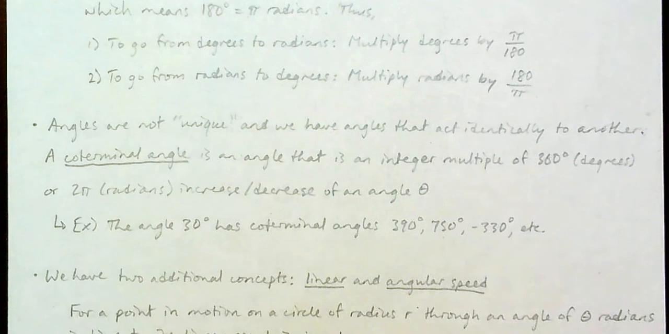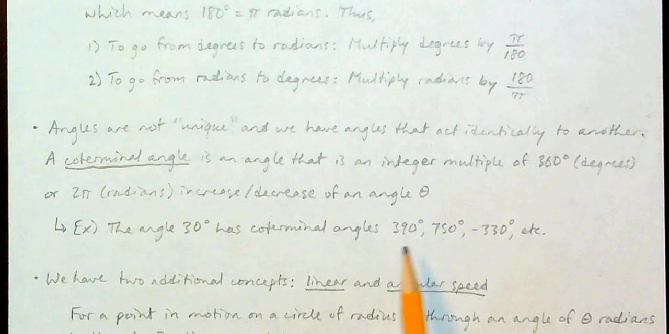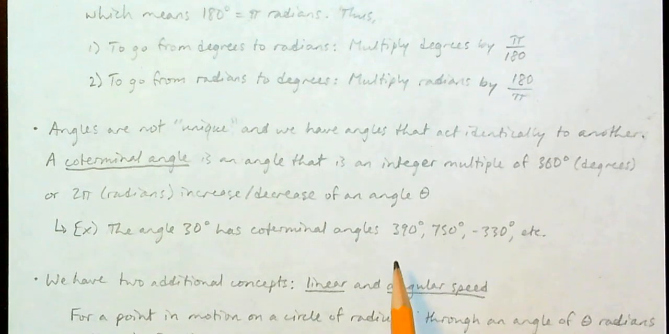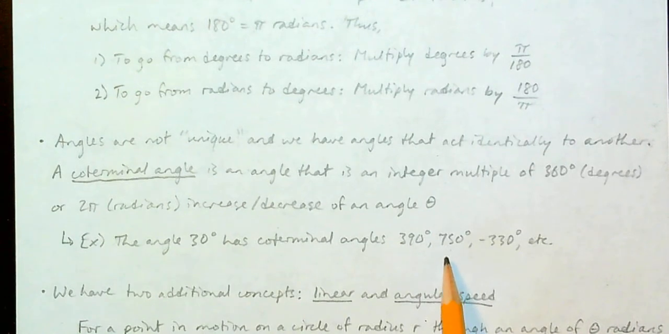But here's one basic sample that I have here. If I want to find angles coterminal to 30, I'm just adding or subtracting 360 onto it. So if I add 360 onto 30, I get 390. If I add another 360 onto that, that gets me 750.